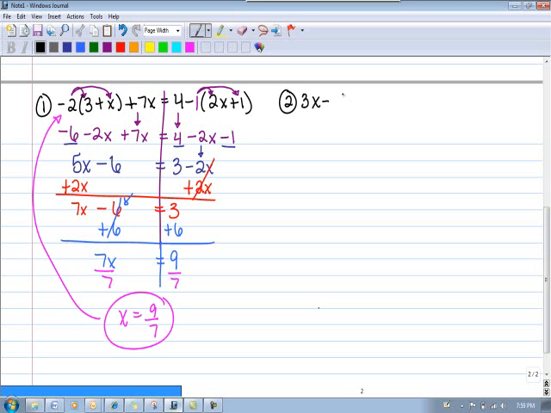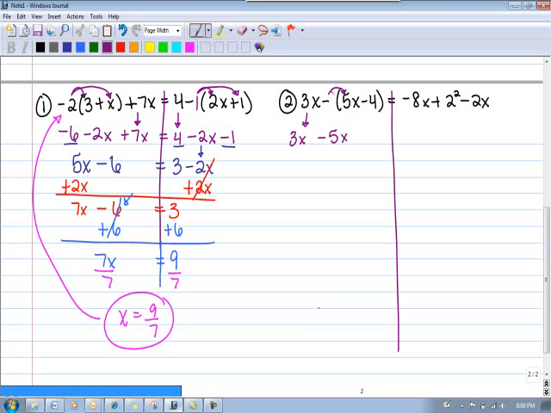Okay, so 3x minus parentheses 5x minus 4 equals -8x plus 2 squared minus 2x. Okay, so let's go ahead and simplify first. On the left-hand side, I'm going to bring down my 3x. I'm going to distribute the -1, so -1 times 5x is -5x. -1 times -4 is positive 4. Equals, on the right-hand side, I have -8x plus, instead of writing 2 squared, I'm going to go ahead and write 4 minus 2x.